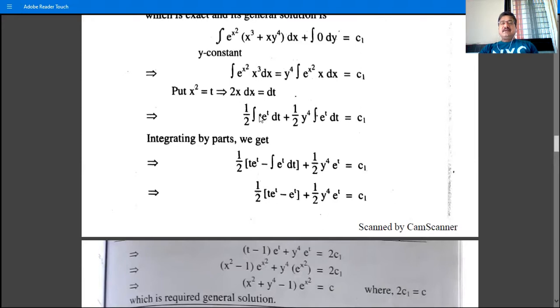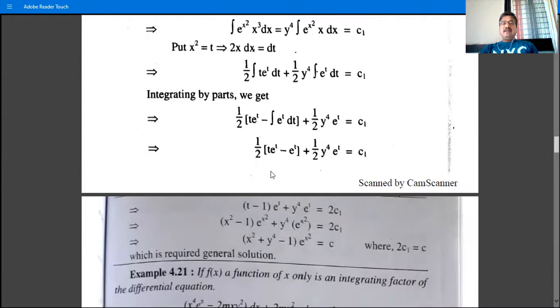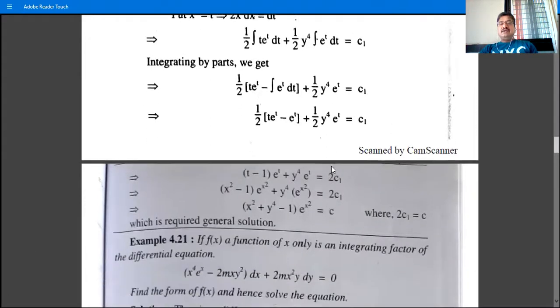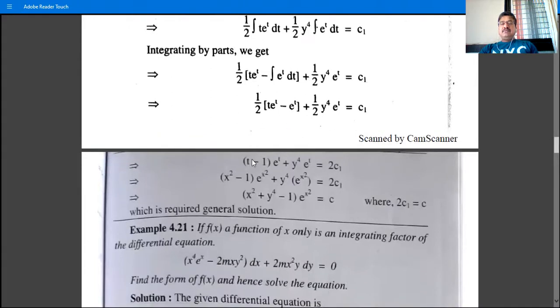First is t and e raised to t is second. So first times the integration of second, e raised to t, minus the integration of the integration of second, e raised to t, times the derivative of first, t, derivative of t is 1, dt. Plus 1/2 y raised to 4 is a constant, e raised to t integration is itself e raised to t, equal to c1. So we have this, and then multiplying throughout by 2, write this 2c1 as a new constant c in the next step, and then substitute this t as x square.